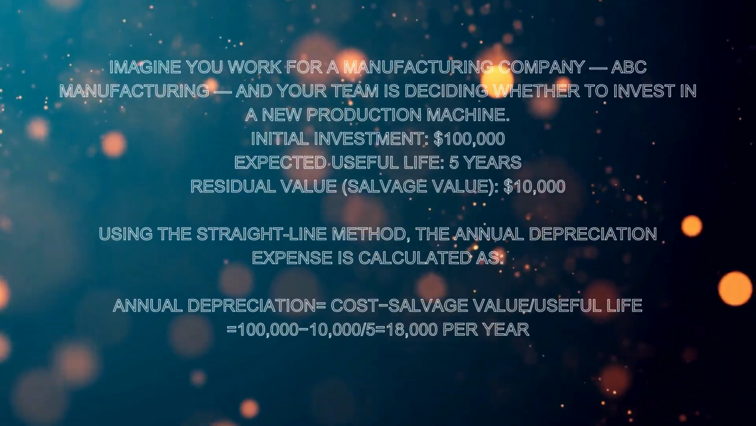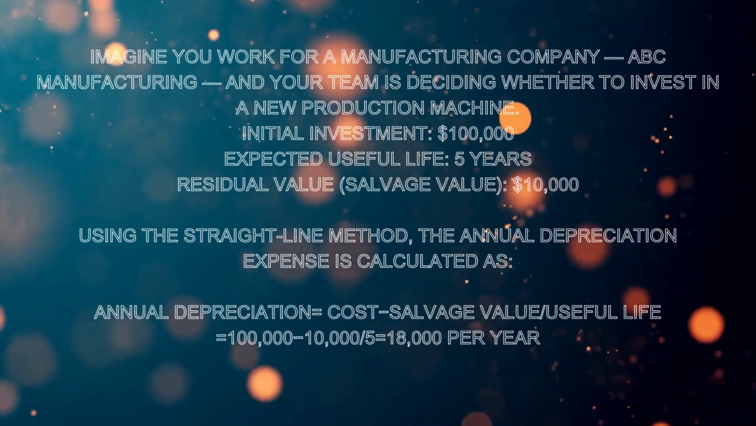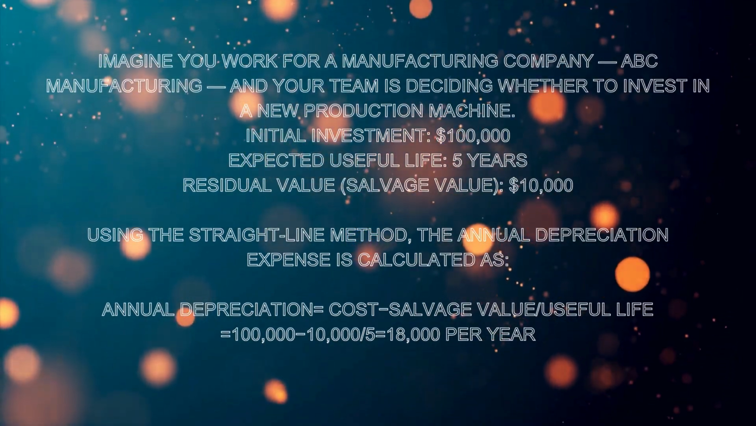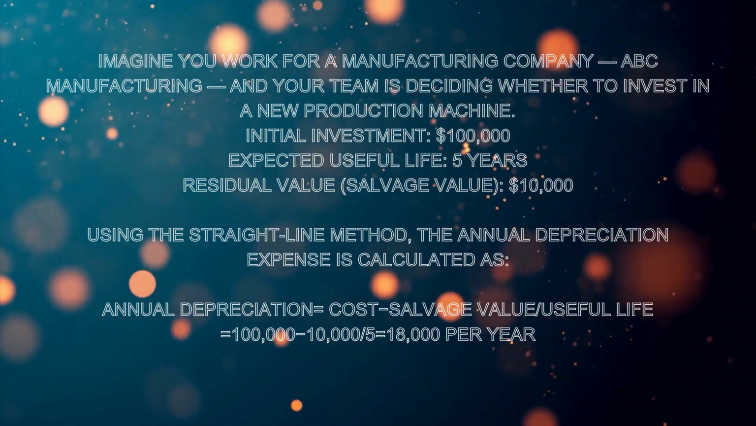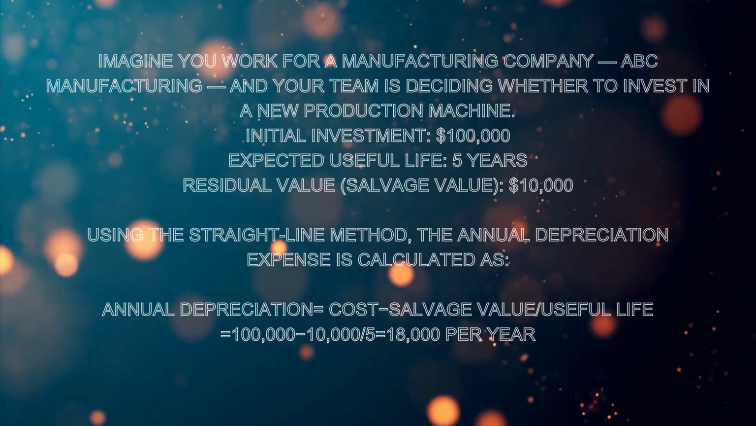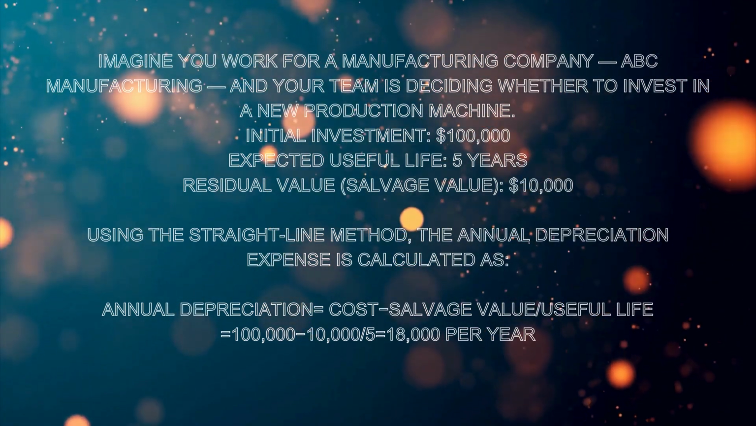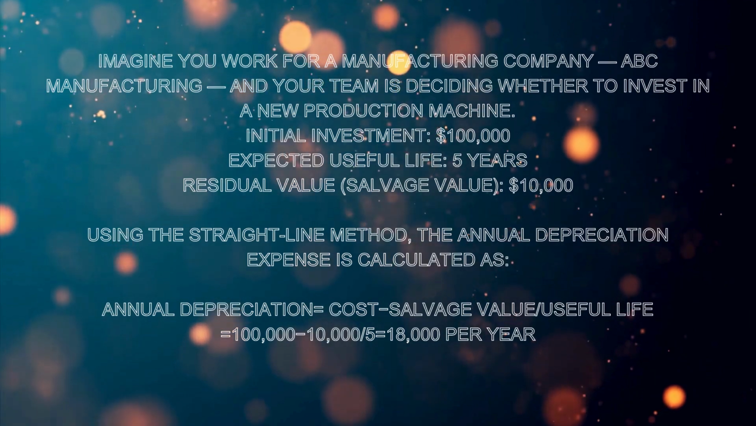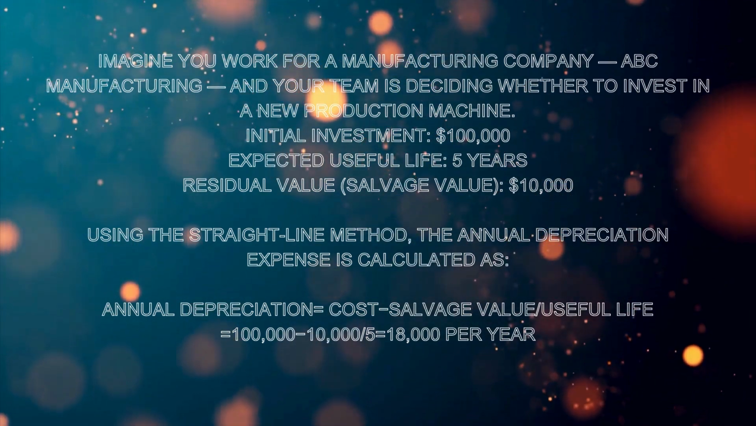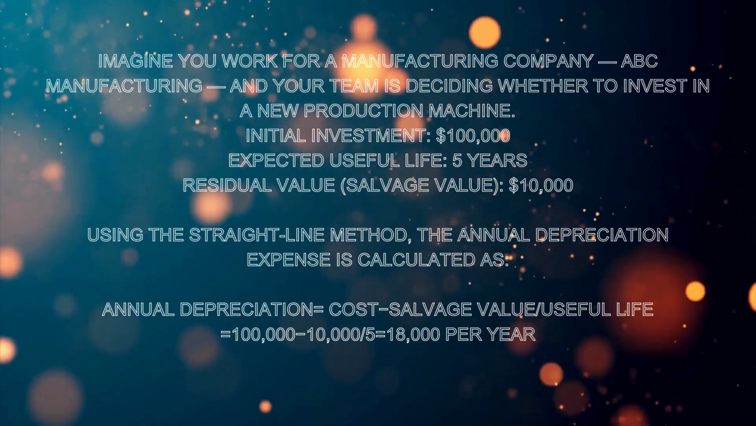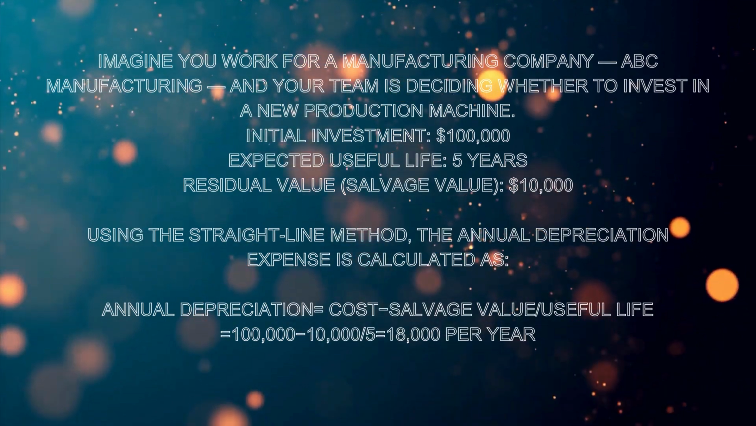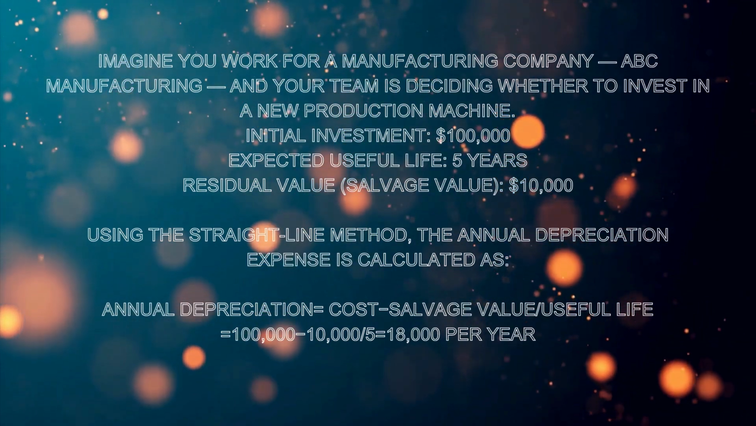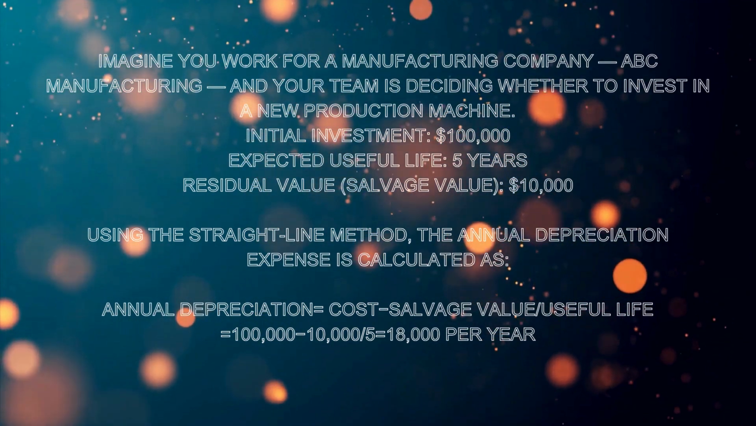Imagine you work for a manufacturing company, ABC Manufacturing, and your team is deciding whether to invest in a new production machine. Initial investment, $100,000. Expected useful life, 5 years, residual value, salvage value, $10,000. Using the straight-line method, the annual depreciation expense is calculated as: annual depreciation equals cost minus salvage value divided by useful life, equals 100,000 minus 10,000 divided by 5, equals $18,000 per year.